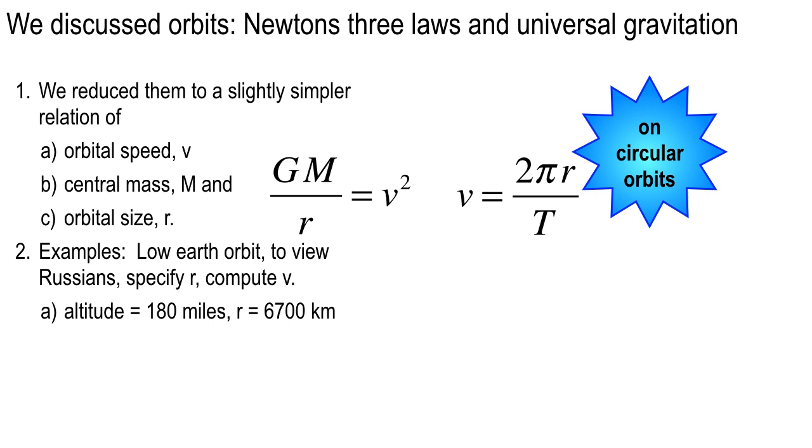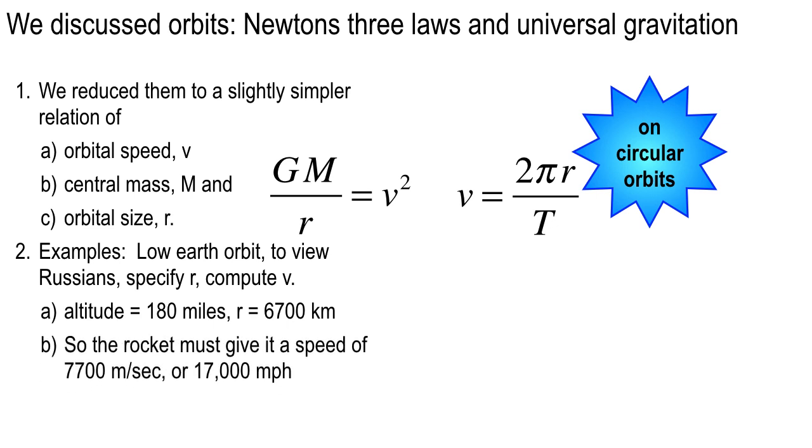It's about 6,700 kilometers. Now, a student asked me, Dr. B, what's the difference between radius r and altitude? Altitude is measured from the surface of the Earth. So that's what NASA is going to talk about. But really, they're working with orbital radius r, and that's measured from the center of the Earth.